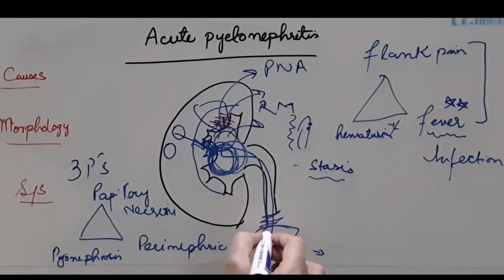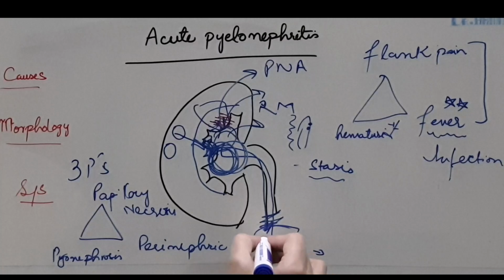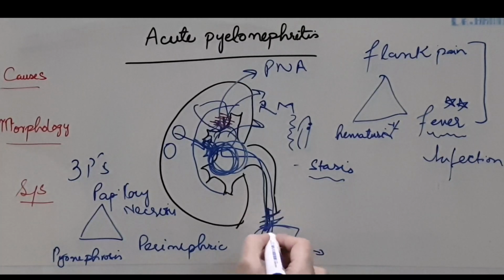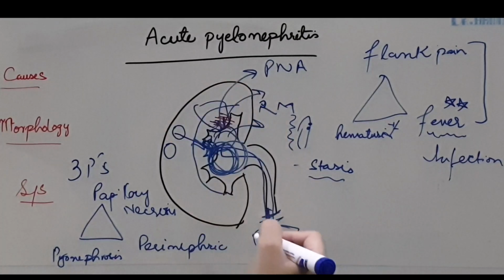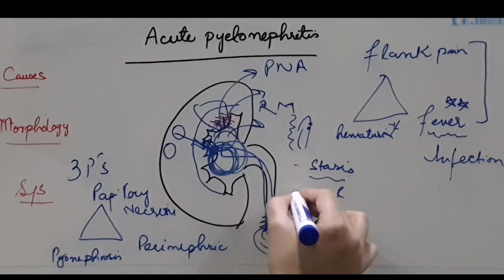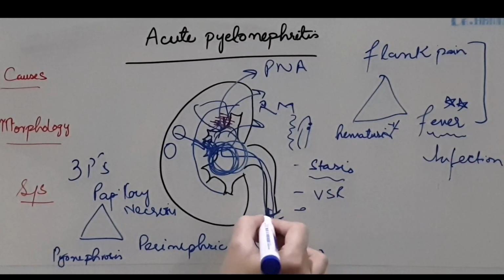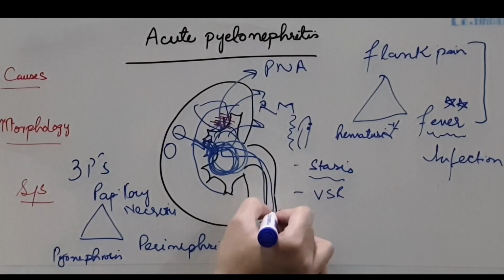The vesico-ureteric junction becomes incompetent. So this will lead to vesico-ureteric reflux. That is reflux of the urine back in the ureter. This is vesico-ureteric reflux. This can be congenital or acquired. This reflux will lead to the entry of urine into the ureter and then back into the pelvicalyceal system.